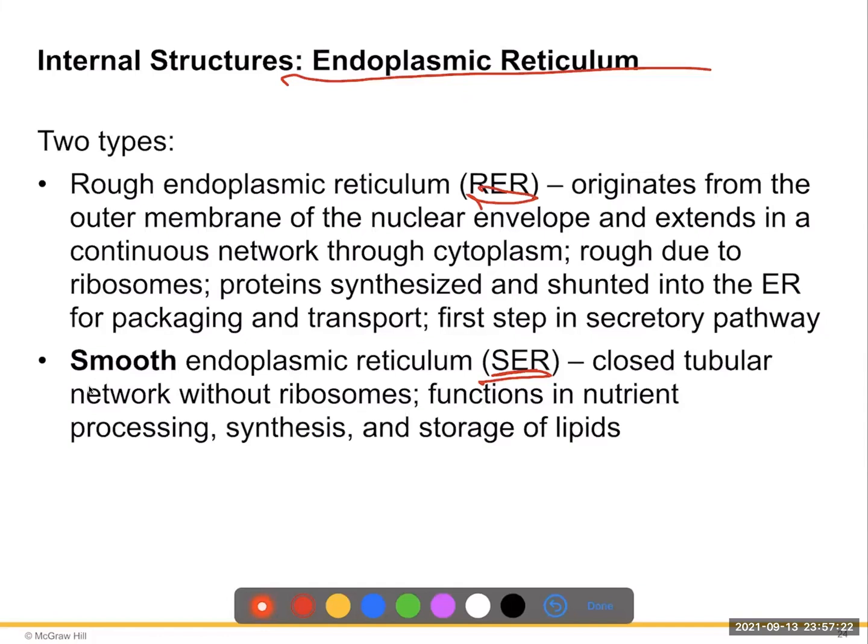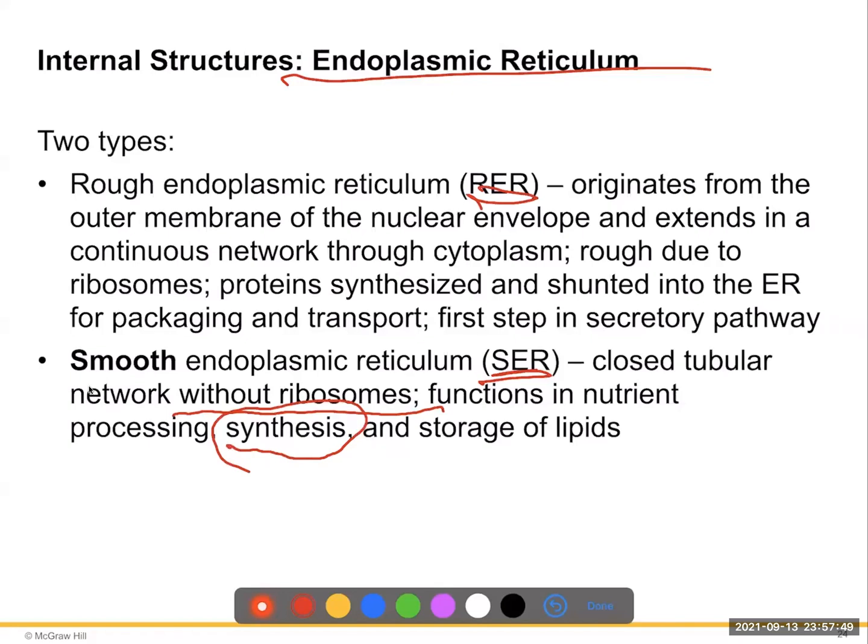The smooth endoplasmic reticulum does not connect with the nuclear envelope. It's a closed tubular network without ribosomes. There are no ribosomes in SER. It functions in nutrient processing, synthesis of cholesterol and lipids, and also the storage of lipids.